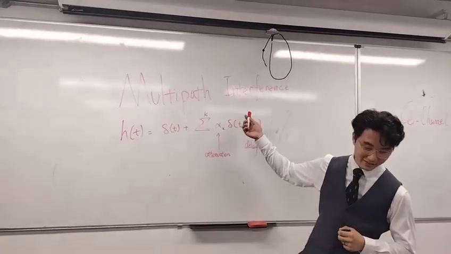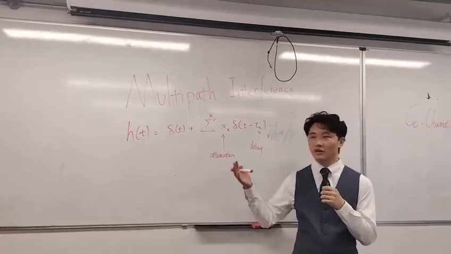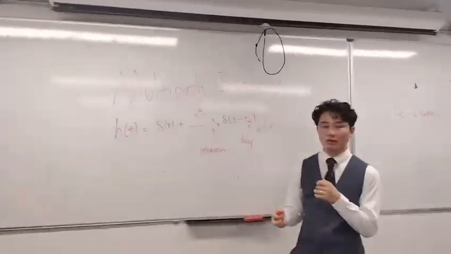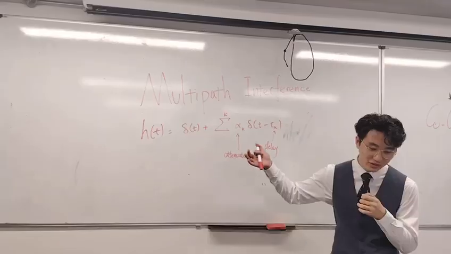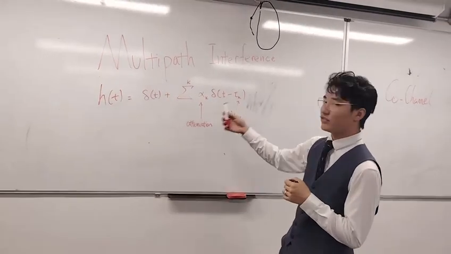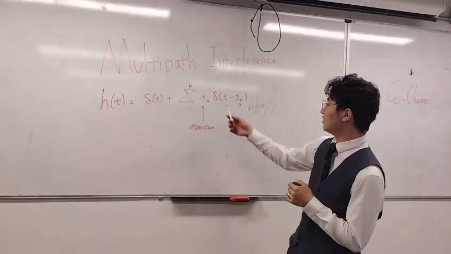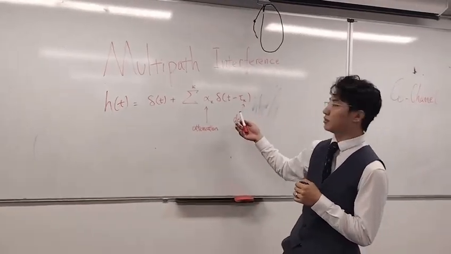Next is multipath interference. When a signal travels from satellite to the ground, it bounces off the ionosphere, off buildings, off terrains, off the road, off people. So there are going to be a lot of different multipath delayed copies that are going to interfere with each other. So you have the original signal, plus a sum of all the different paths that are interfering with the signal. So you're going to have an attenuation and a delay on every other signal.